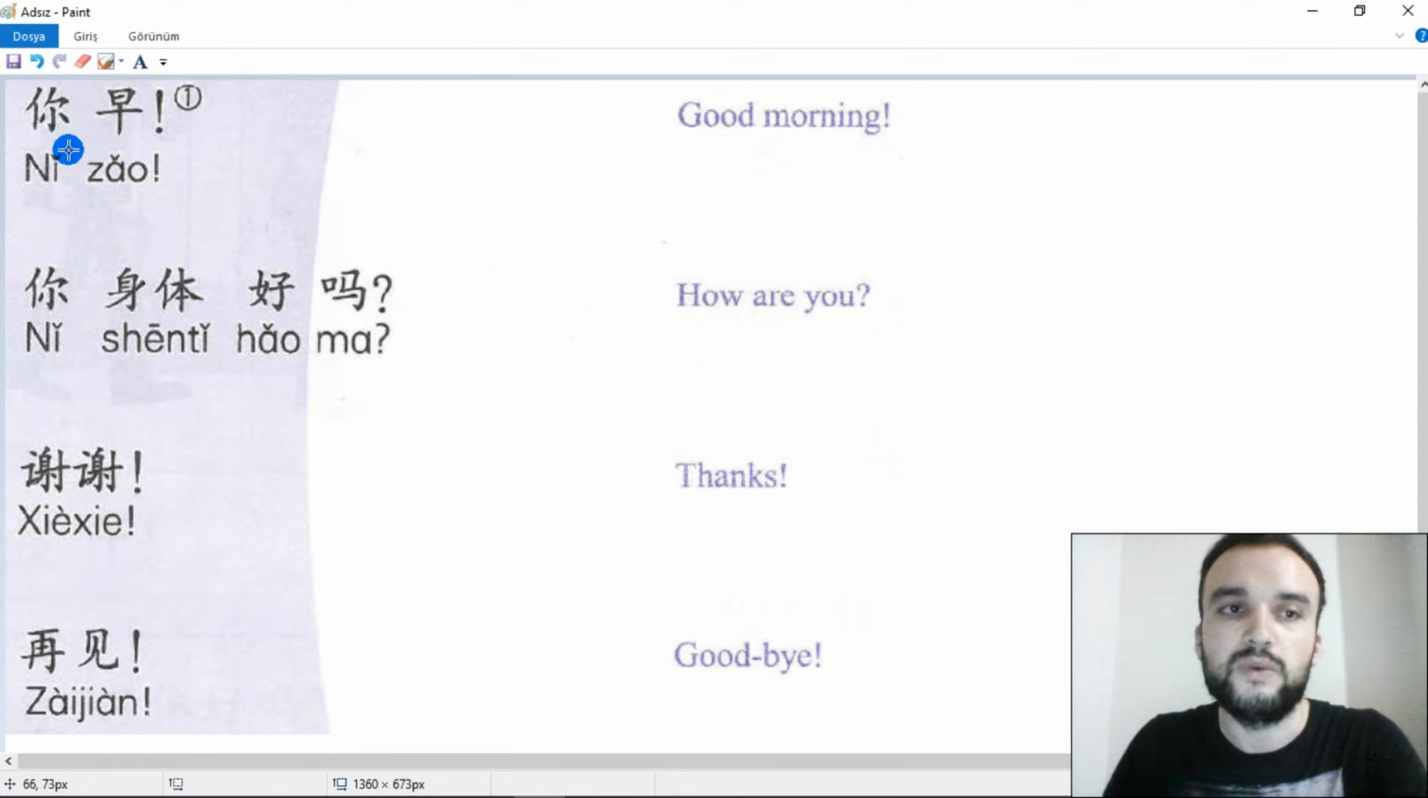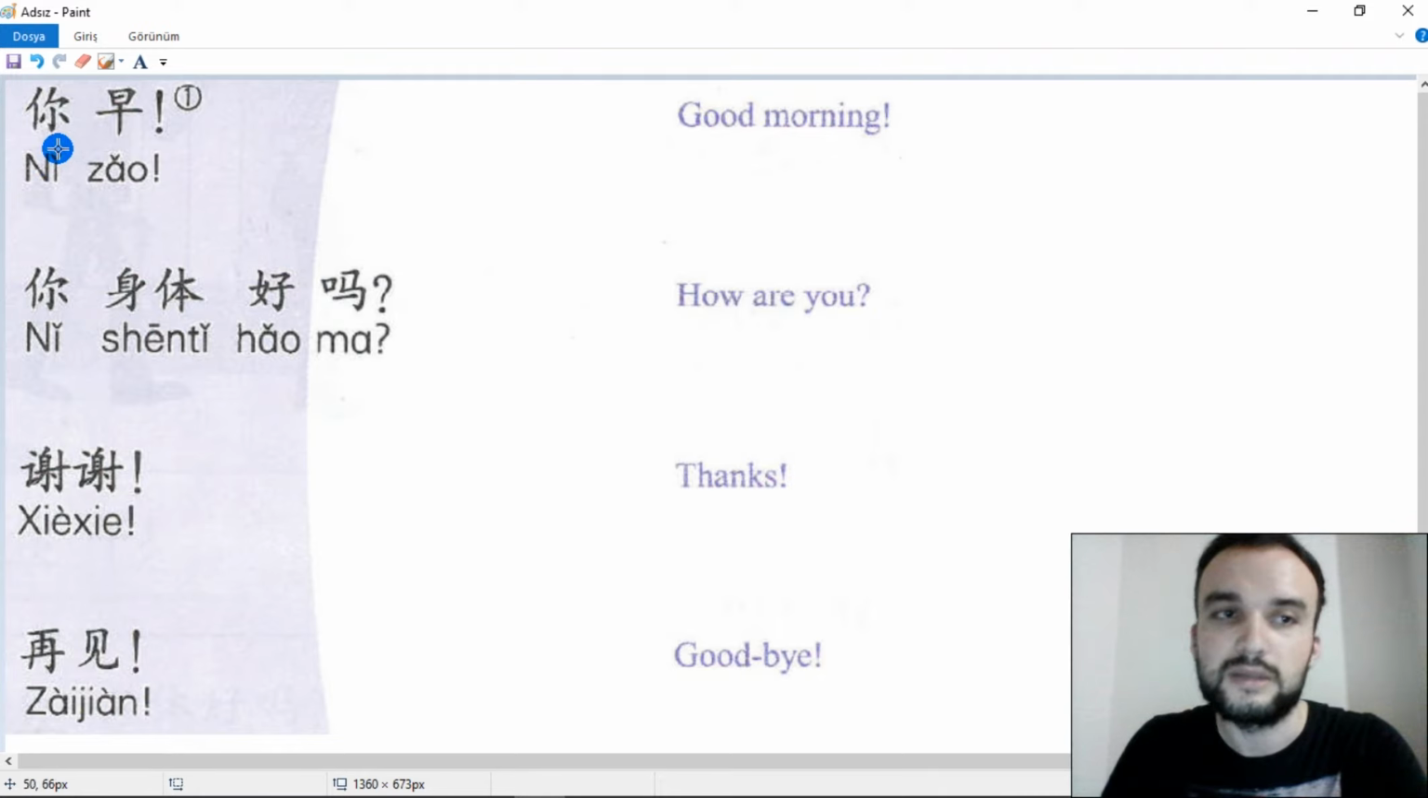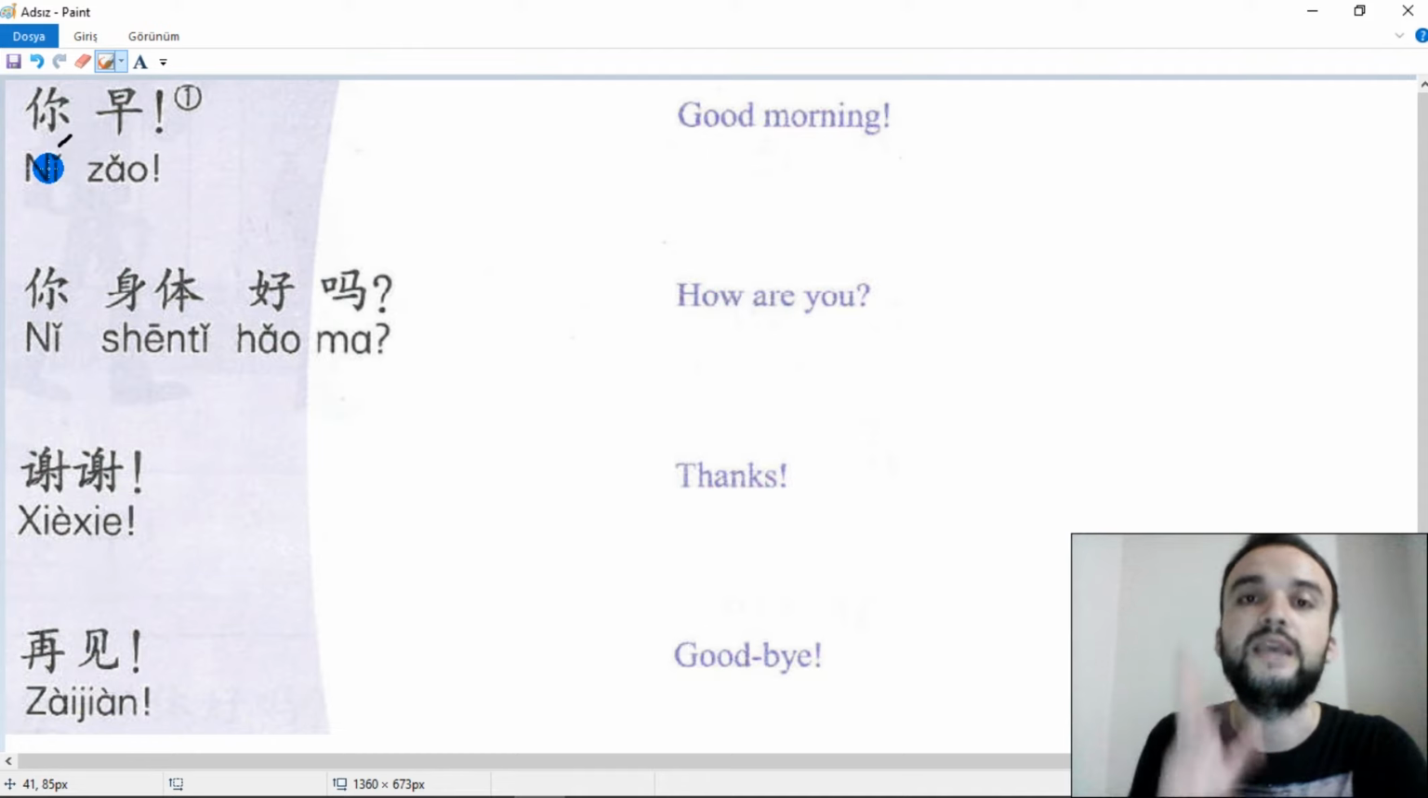And here we have two third tones. So what was our rule? Some of you already said that. The first one becomes the second tone. And here, ni, the second tone.